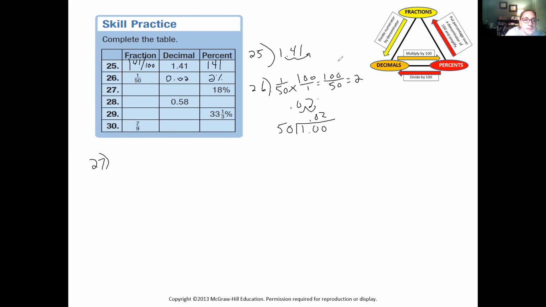27, they're giving you 18%, so we know that's 0.18 as a decimal, and that would be 18 hundredths, but we can reduce, would be 9 50ths. All right, 28. They're giving us 0.58, which would be 58%. And then that would be 58 hundredths, or 58 over 100, which can reduce, divided by 2. And you would get 29 over 50.